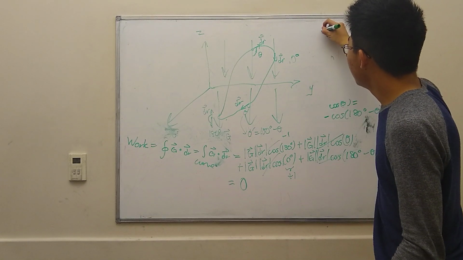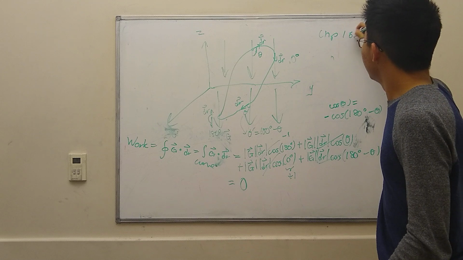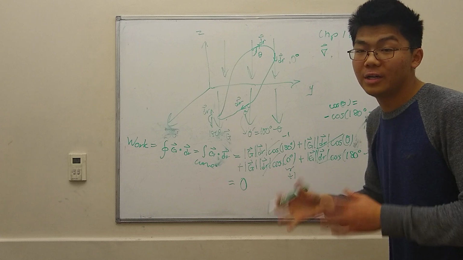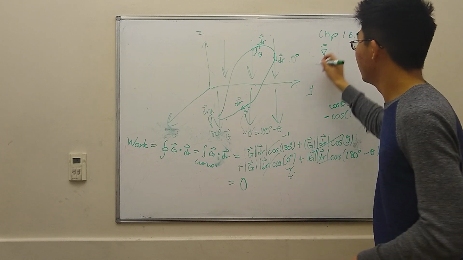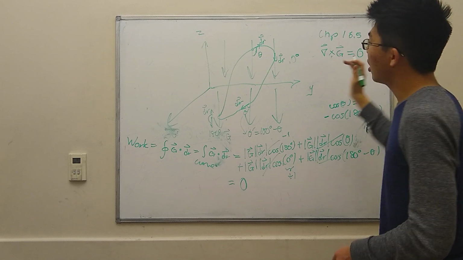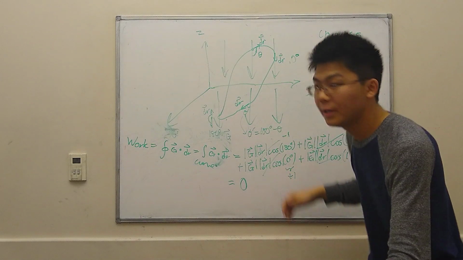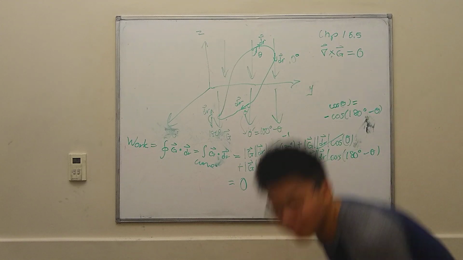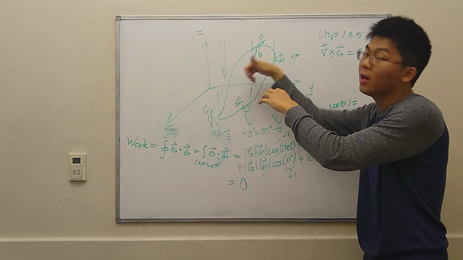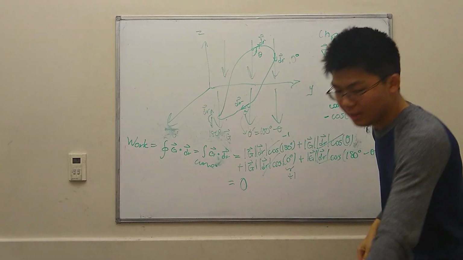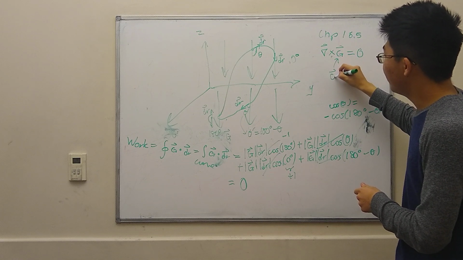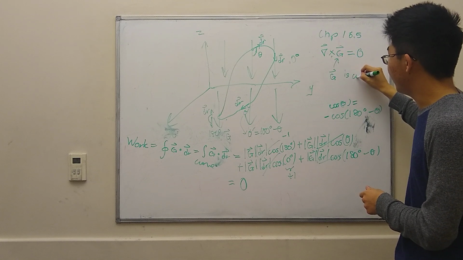So in this case, in chapter 16.5, you'll talk about using curl to test whether a field is conservative or not. In this case, the curl of the gravity field is 0 because everything is pointing downward. There is no rotation at a particular point in the vector field. So since this is 0, the vector field G is conservative.